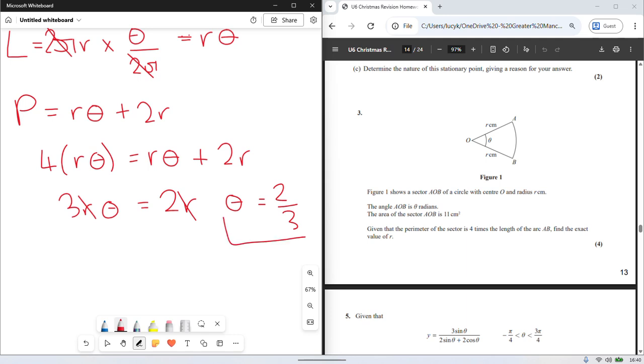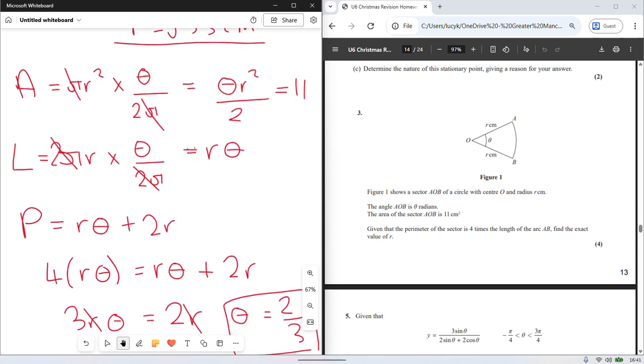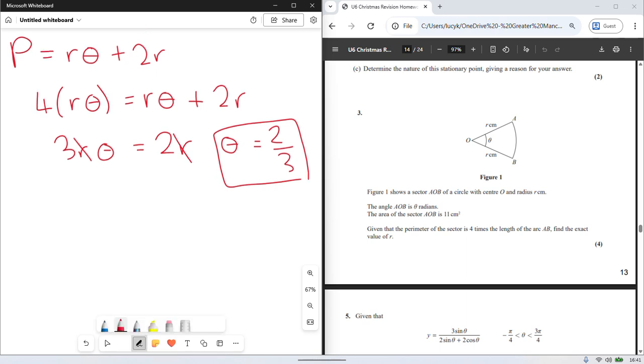So we know what the angle is now. And then we can plug that into our equation for area, which was, it's not pi, theta r squared over 2 is 11. So let's just plug that in there now. So that's not a theta symbol, that's a scribble. Try again. Theta r squared over 2 is equal to 11, but I know that theta is 2/3 now, so that will become 2r squared, and 3 times 2 will become 6, is 11.